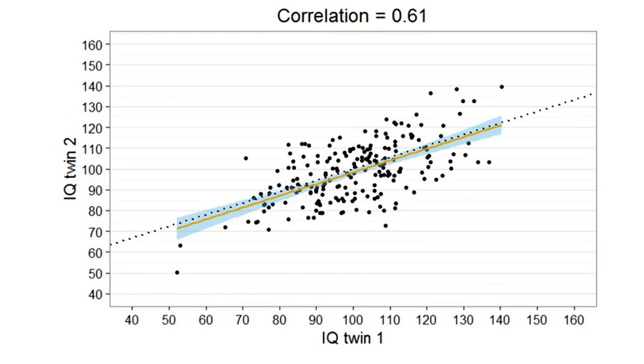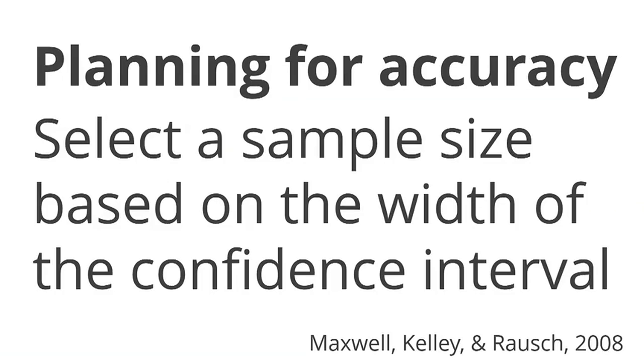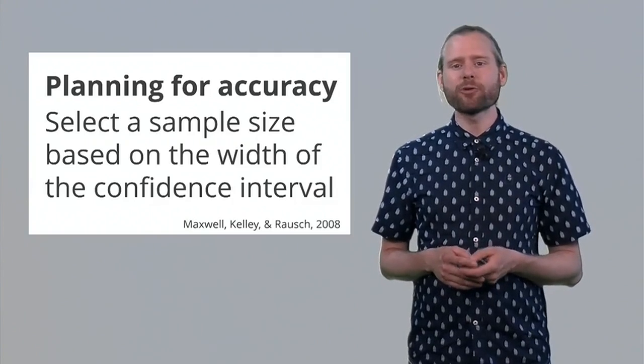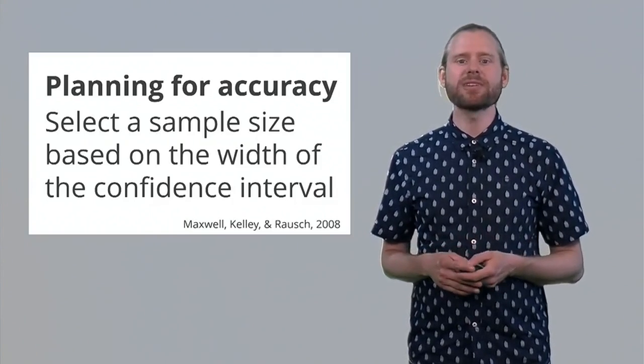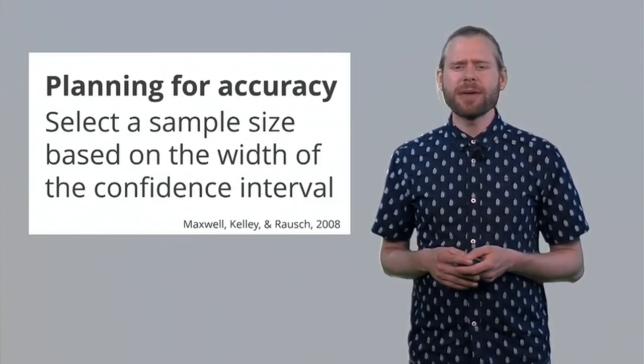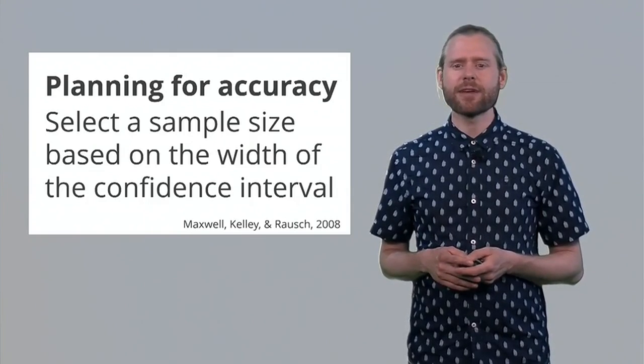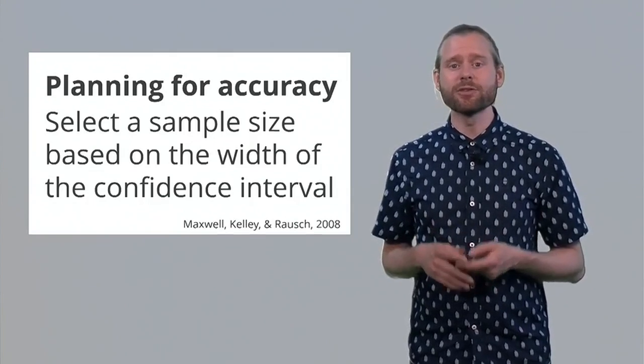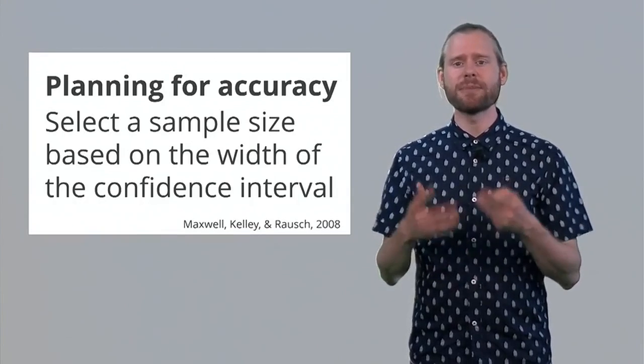If your goal is to design a study that will accurately estimate the true effect size, then having a sample size that allows you to achieve a certain accuracy is a good goal. So one approach is to plan for accuracy. Select a sample size based on the width of a confidence interval. A classic paper on this is Maxwell, Kelly and Rausch. I can recommend that you read this if you want to know how to design studies based on accuracy.